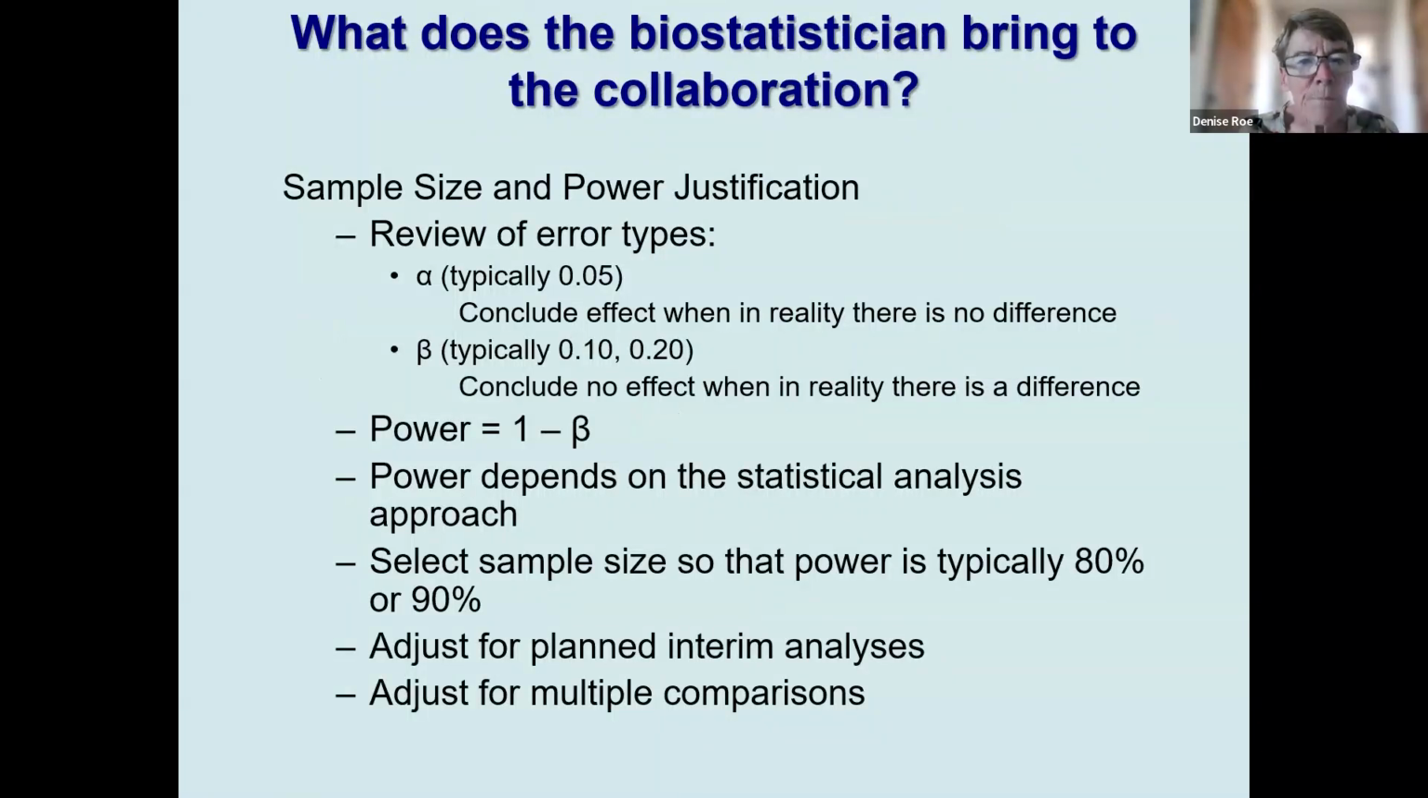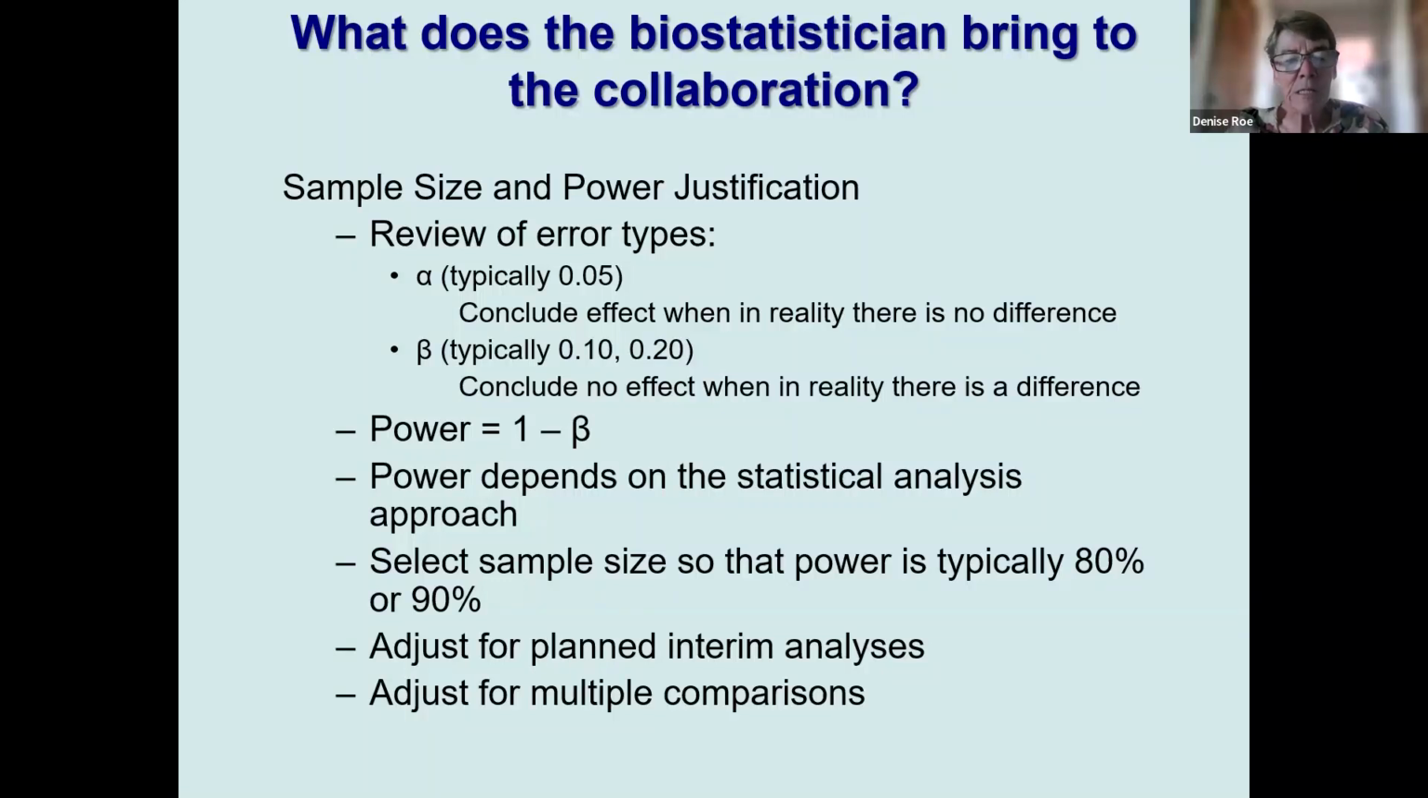Just to remind you, what do we mean by sample size and power? Well, anytime we design a study or analyze a study, the alpha level is what we set so that we know that roughly 5% of the time, we have the risk of concluding there's an effect when in reality there is no effect. The power is the probability that we conclude that there is an effect when in fact it really is there. So when in fact there is a difference between, say, 2 treatments or 2 interventions, we want high probability of determining that that's true statistically.